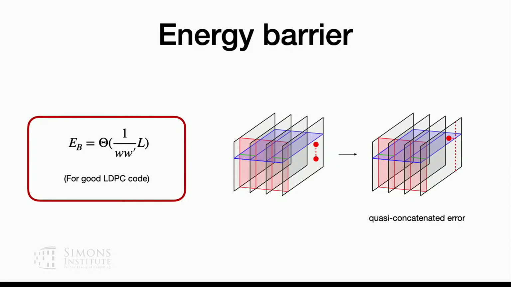Once you plug them through this layer code construction, you have to worry about a lot of new stuff that can happen. But luckily, what you can show is that you only get a constant multiplicative reduction in the energy barrier. So before it was n, which has become L when you lay everything out in 3D. And so we still get a scaling with L times some constant that's going to reduce the size.